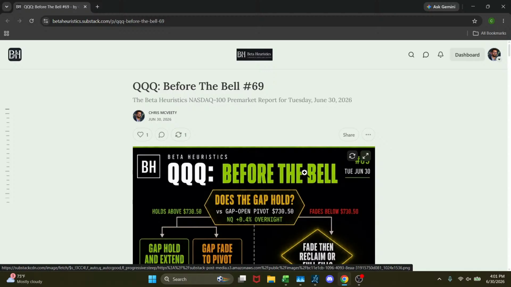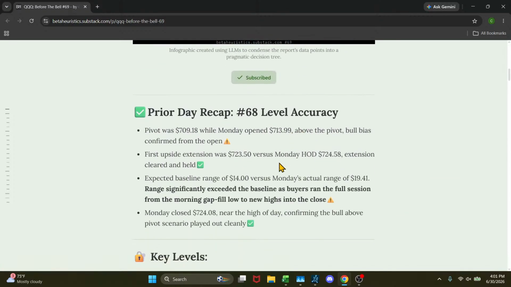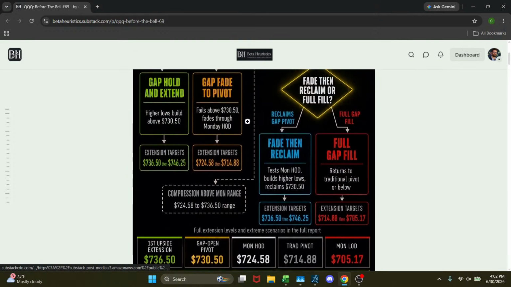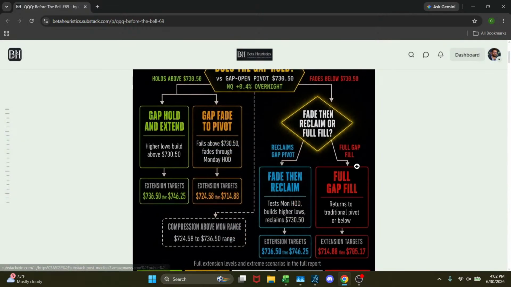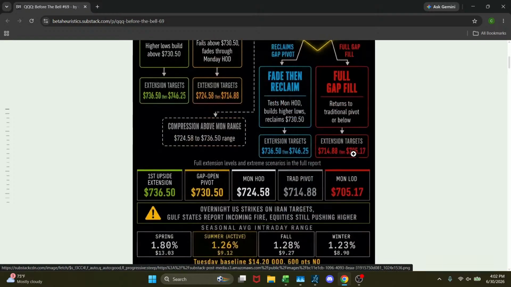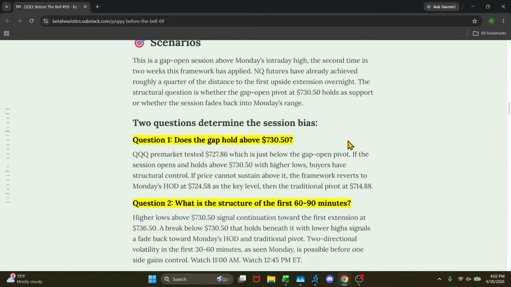You know, the before the bell report here, I don't really give a bias anymore of upside or downside preference. I really just want to make it clear that this is the infographic: if you follow understanding how price trades relative to the pivot, that gives you the bias for the day. And there's plenty of context within the report.